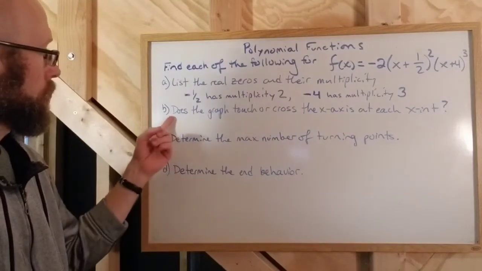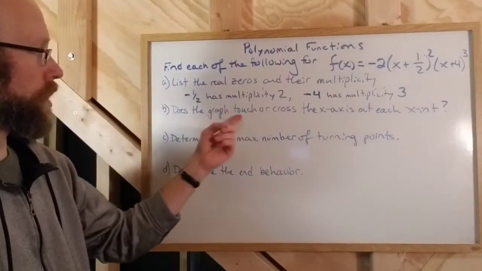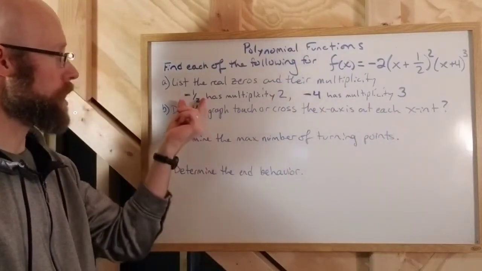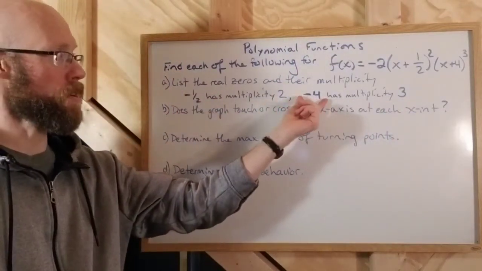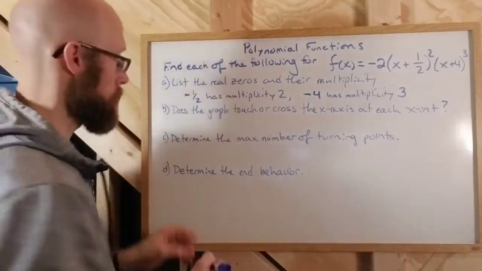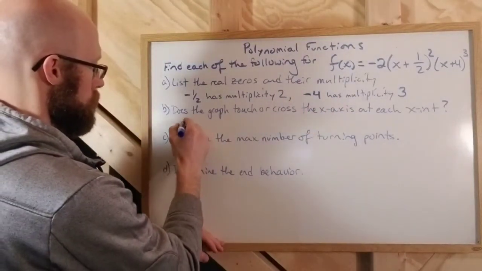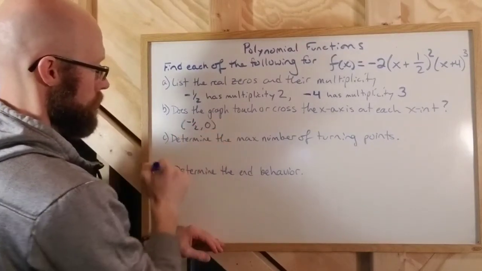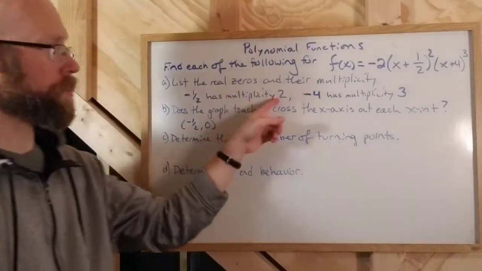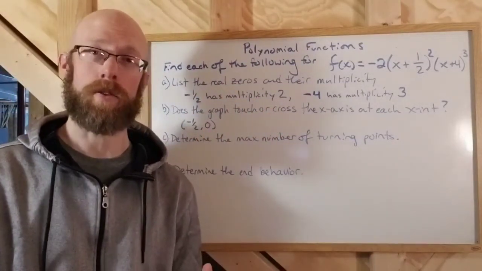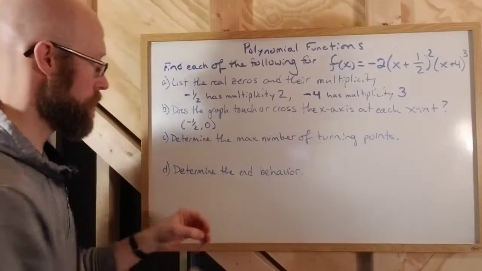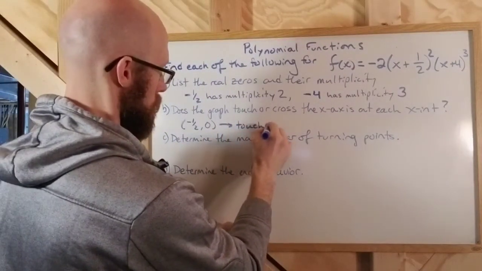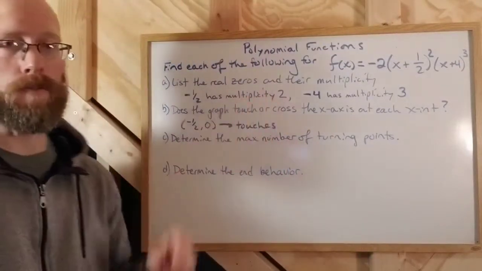Okay. Part B says, does the graph touch or cross the x-axis at each x-intercept? Well, remember that each of these zeros corresponds to an x-intercept. The -1/2 corresponds to an x-intercept at -1/2, 0. And because the multiplicity is 2, which is even, the graph touches the x-axis there. So we would say that it touches. Okay, and again, that's because of the even multiplicity.